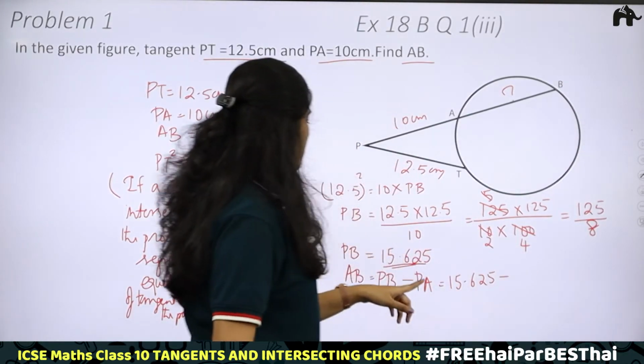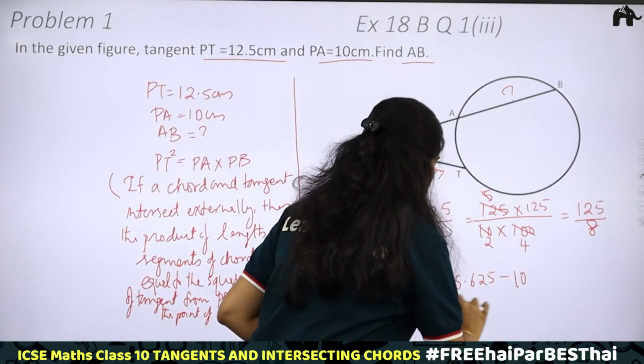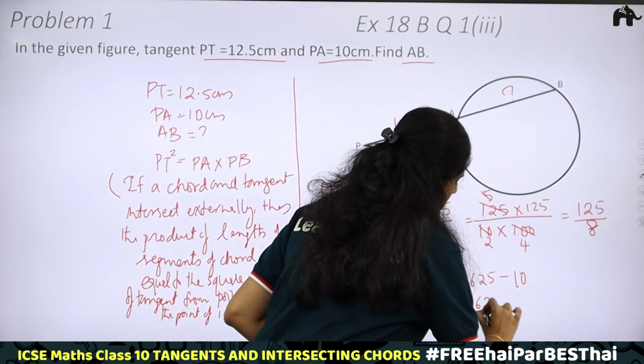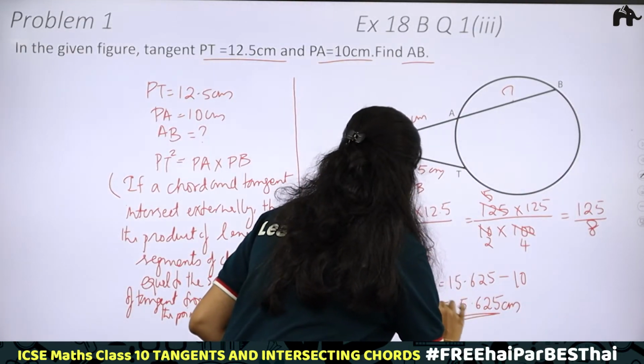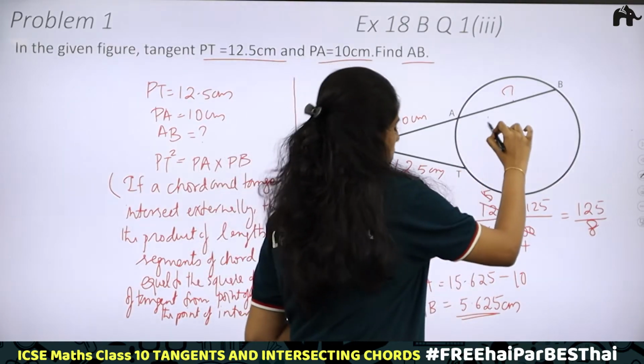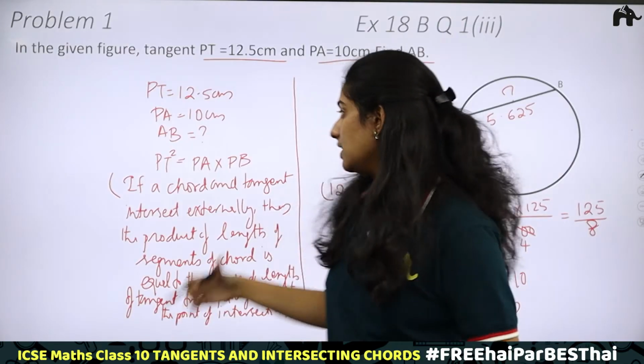15.625 minus PA. PA is equal to 10, and that is equal to 5.625. The required length AB is equal to 5.625. Okay. Here we have used another theorem.